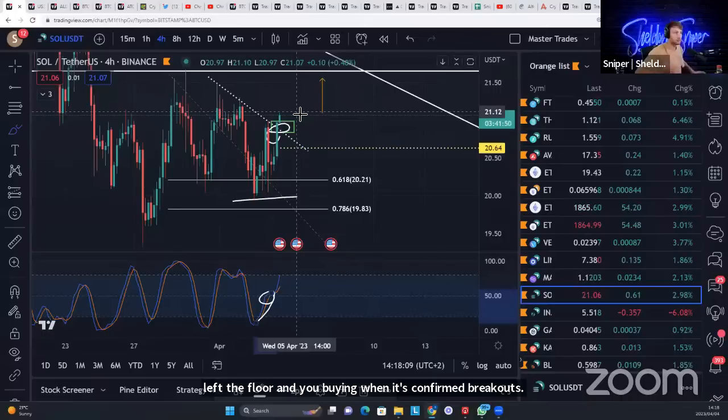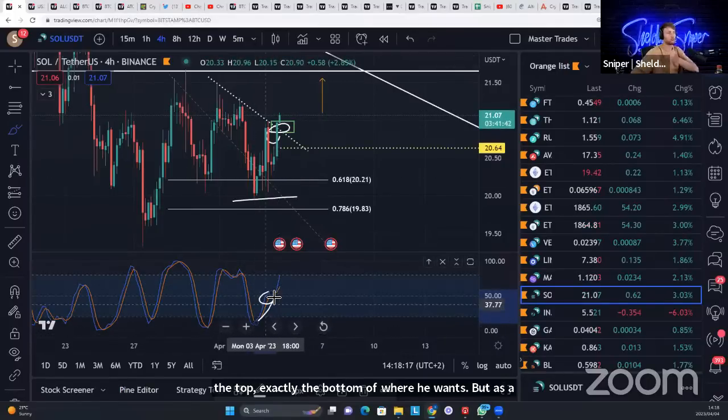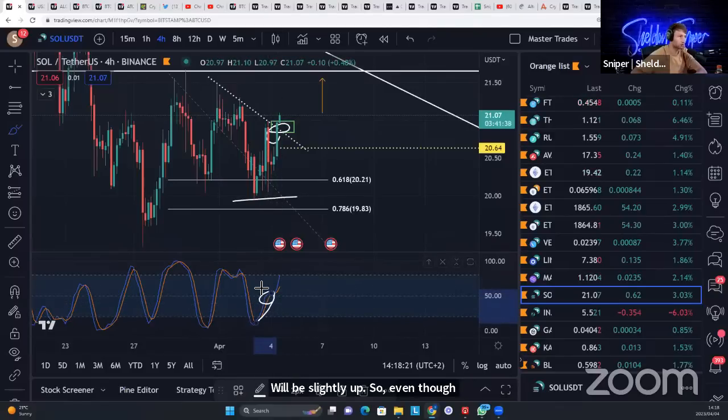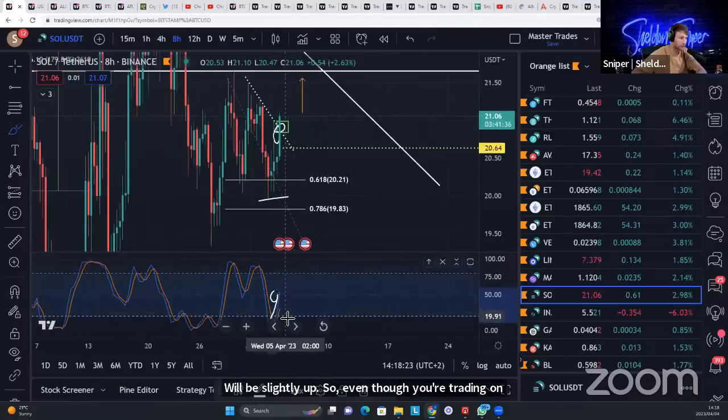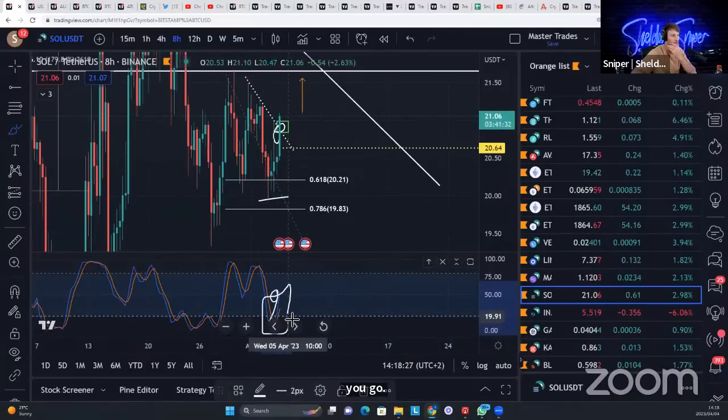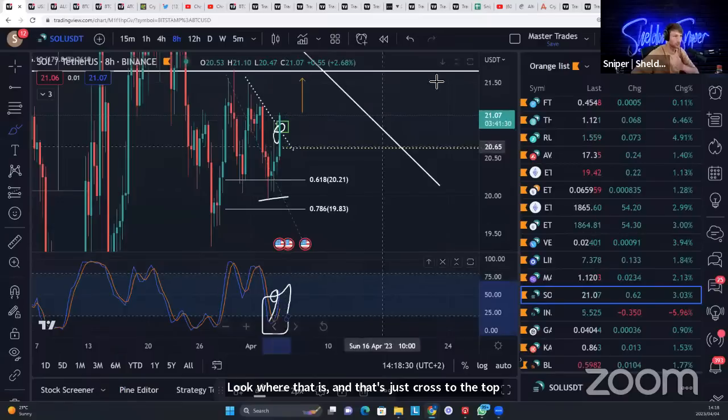The RSI is very powerful when you're looking at exactly the top or exactly the bottom of where you want. But as a confirmation trader, you need to know that your RSI will be slightly up. So even though you're trading on the 4 hour, your RSI is on its way up. You now go to the 8 hour and look where that is, and that's just crossed to the upside. As long as your higher time frames above it are still in good areas to the upside, it's good.